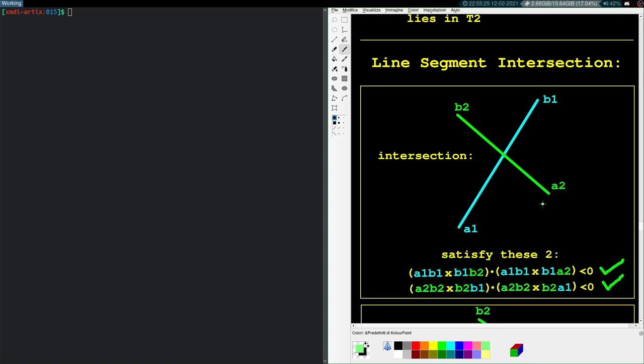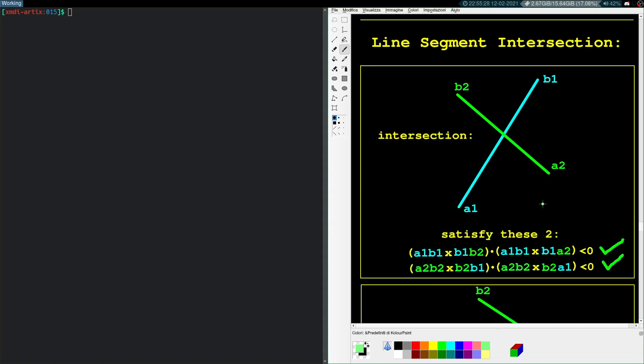So here's a very simple way to calculate whether or not line segments intersect. And this is very, very clever. Basically, the way you do this is, let me change my color really quick. You have to satisfy these two dot products of cross products. Let me explain how they work. Let's look at A1B1 cross B1B2. A1B1, B1B2 is basically saying this sort of curl. If you use the right hand rule, you put your right hand on the screen, A1, B1, B2 points out of the page. And then it checks A1, B1, A2. So this.